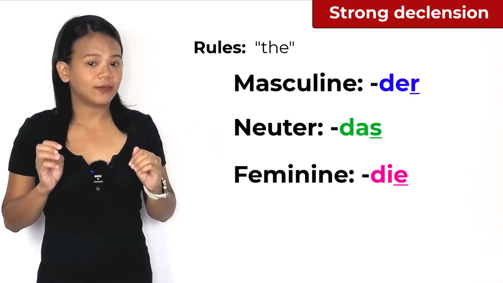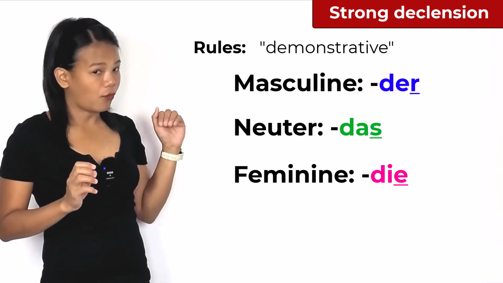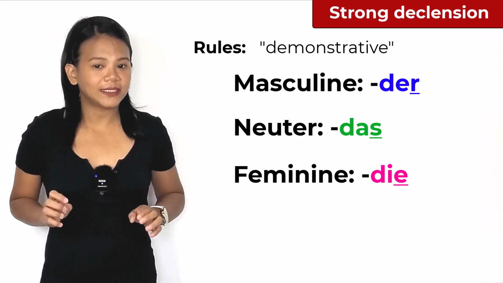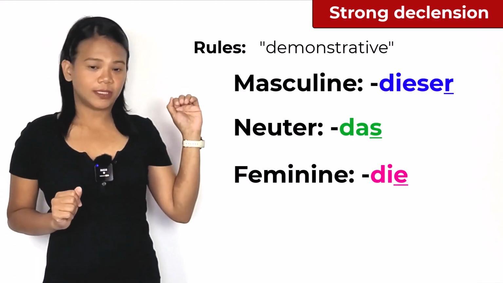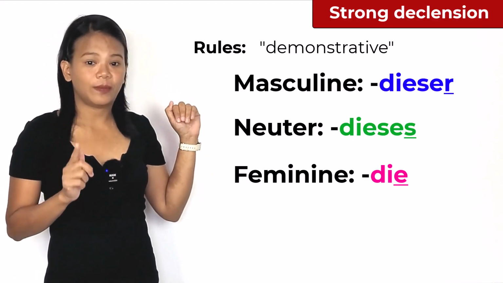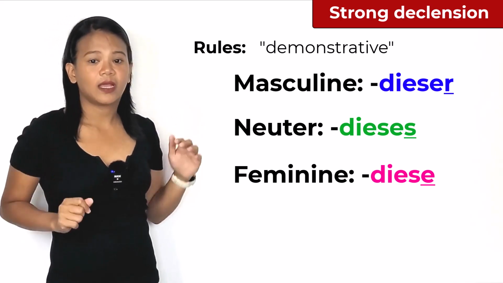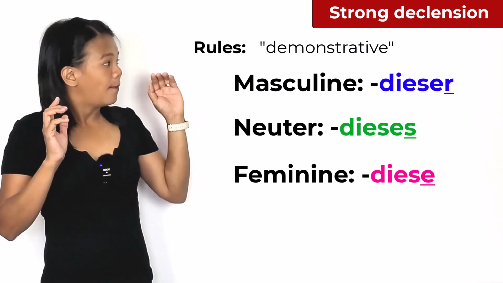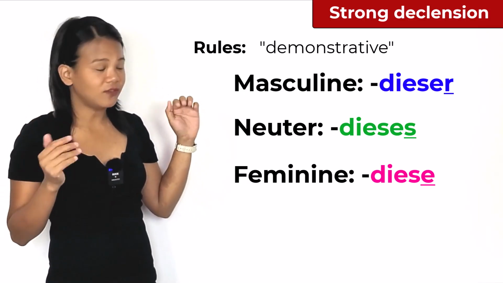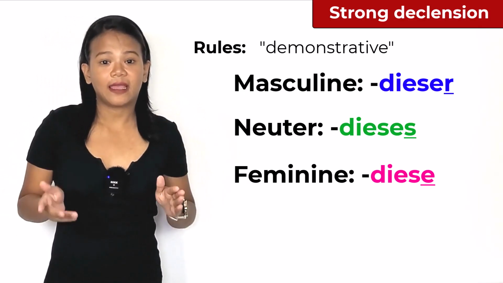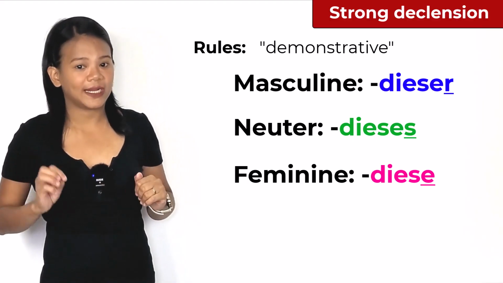Now, let us look at the demonstrative pronouns for this. For masculine nouns, it is dieser. For neuter, dieses. Feminine, diese. Notice that masculine ends with R, neuter ends with S, and feminine ends with E, just like we said for the strong declension.